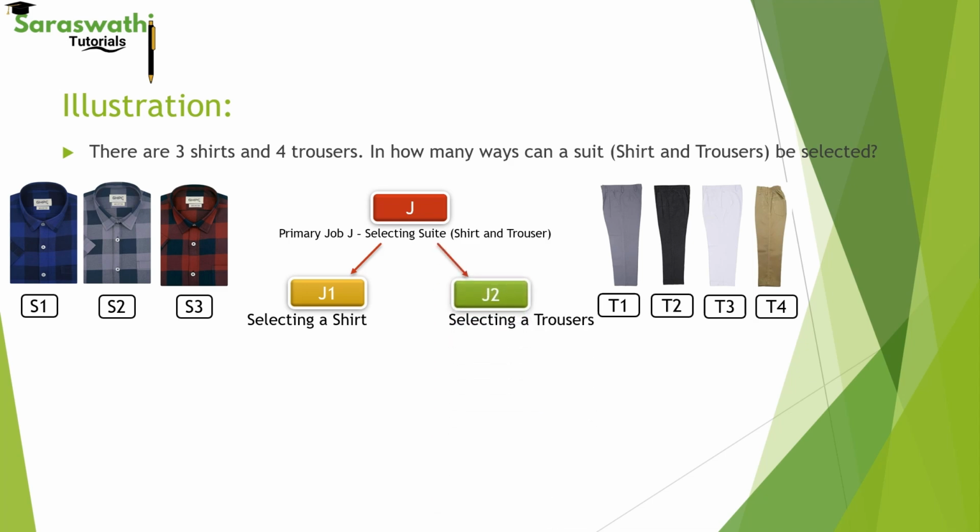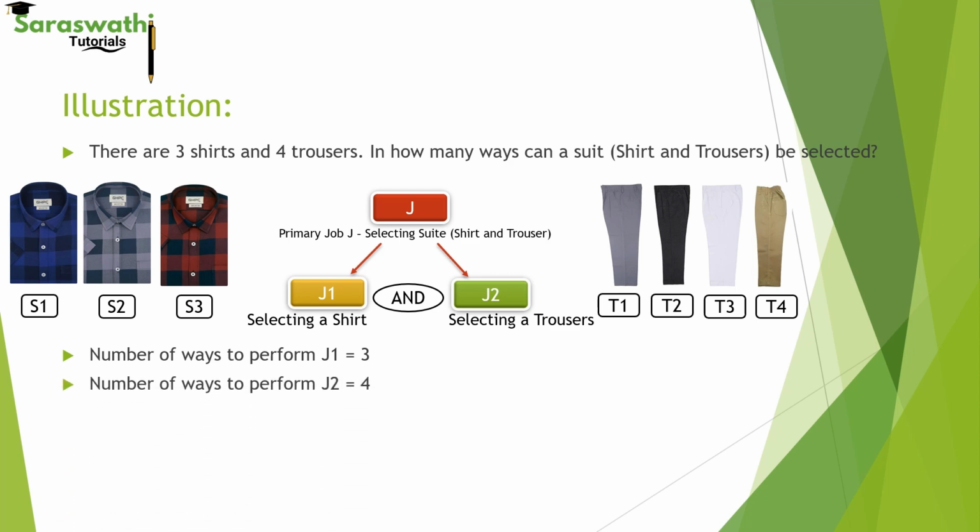Let J1 represent the subjob of selecting a shirt, and J2 represent the subjob of selecting trousers. To complete the primary job J, both subjobs J1 and J2 must be completed in succession, meaning they must be performed one after another. Since we have 3 shirts, there are 3 choices for selecting a shirt. Therefore, the number of ways to perform J1 is equal to 3. Similarly, since we have 4 trousers, there are 4 choices for selecting a trouser. Therefore, the number of ways to perform J2 is equal to 4.